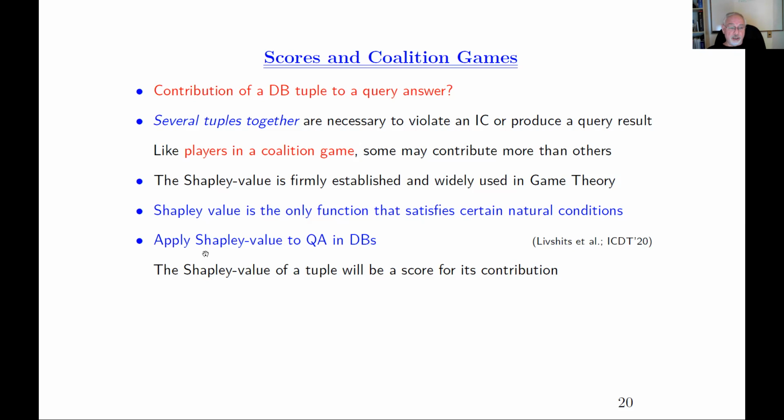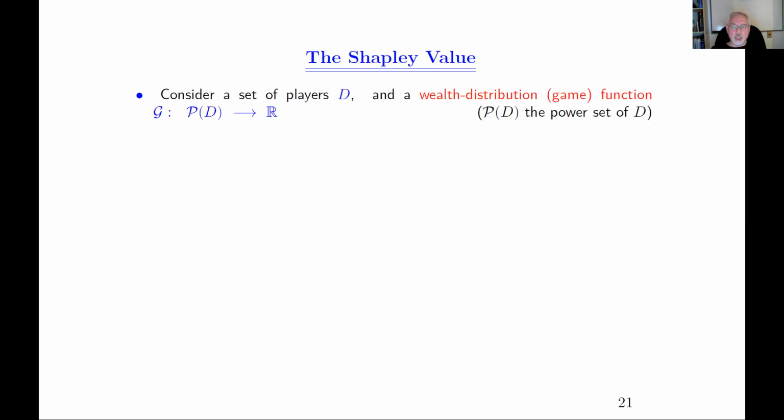So we can think of applying the Shapley value to query answering in databases. That is what we did in this recent paper at ICDT this year. So the Shapley value of a tuple will be a score for its contribution to the query result. So let me say a few words about the Shapley value. We have a set of players D. In this case, it's going to be basically the set of tuples in the database.